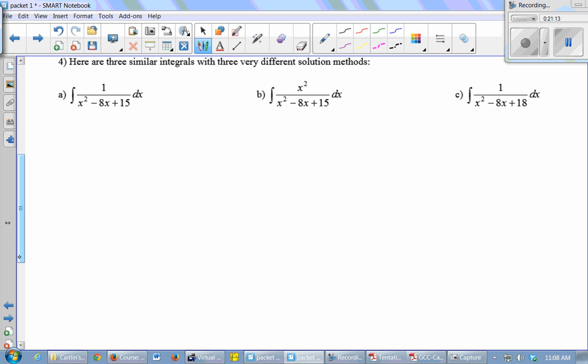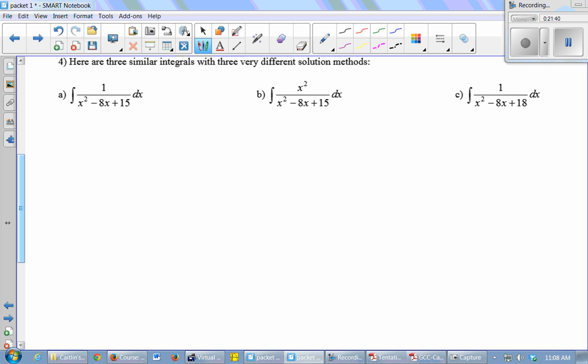Okay. So here are 3 similar looking integrals. They all have a quadratic denominator, and they're going to have 3 very different solution methods. So let's look at the first one, 1 over x squared minus 8x plus 15. Is there anything in my table that has that form, or could be made to look like something in the table?